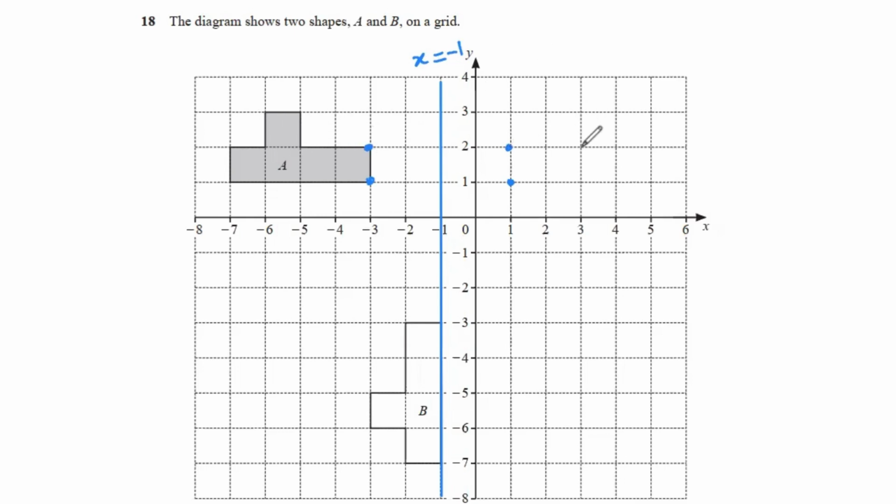Then the distances remain the same because the shape isn't enlarging or getting smaller. The only thing that's happening is that it's being reflected in this line. So now if we connect the dots, we can see that this is our reflection of shape A in the line x equals -1.